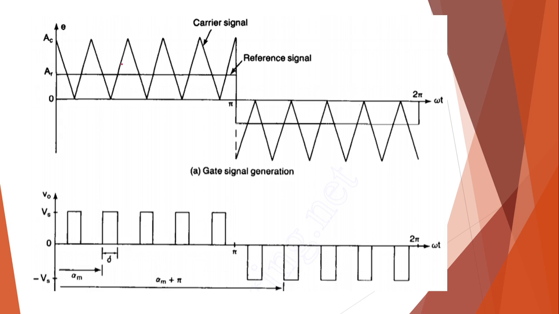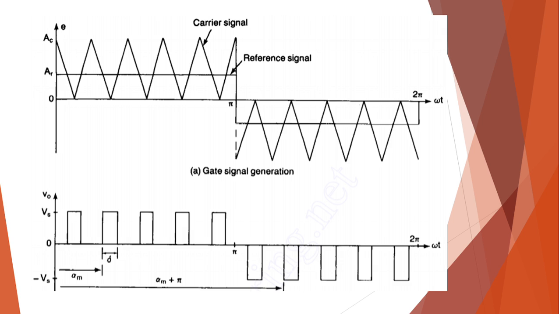And the number of half cycles depends on the number of triangular waveforms present in one particular cycle. So here you can see that the number of triangles have been increased and accordingly comparison is taking place and you are getting more number of pulses. What is the advantage of increasing the number of pulses?